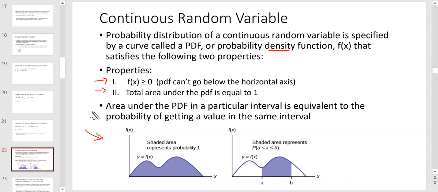Okay, so there are the two properties, and I did mention something without actually defining it, or at least reading this definition. The area under this so-called PDF, in a particular interval, is equivalent to the probability of getting a value in that same interval. So if someone were to ask you, let me jump to this picture, hey, what's the probability that this random variable x, by the way, it's continuous, is between this constant a and this other constant b? Let's just give some numbers, 5 and 7. What's the probability?